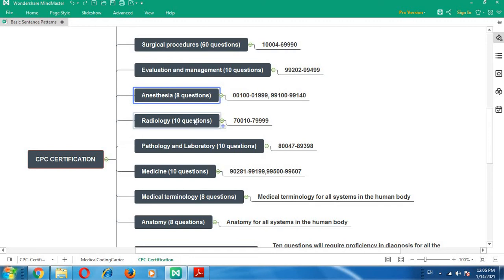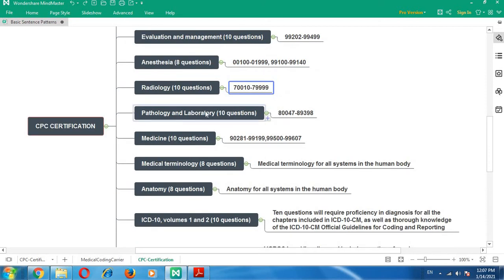Next section is the radiology section. It includes 10 questions, and the code series for the radiology section is 70010 to 79999. The 7 series is for radiology. It involves all the CT scan procedures, MRI procedures, nuclear medicine procedures, MRA procedures, and the services provided by the radiologist to a patient, like breast mammogram procedures, PET scan procedures, and radiation therapy procedures. All these radiological procedures come under this section, and the marks allotted for this section are 10 marks and 10 questions.